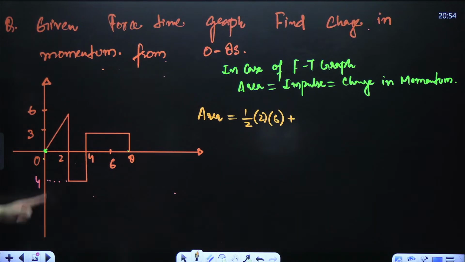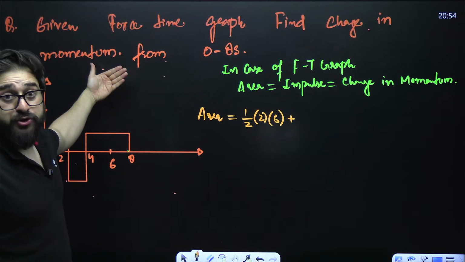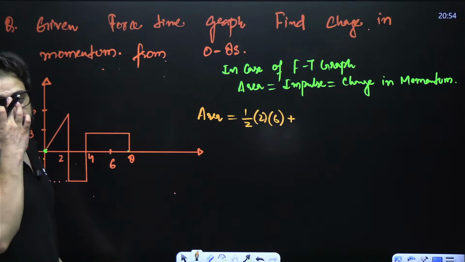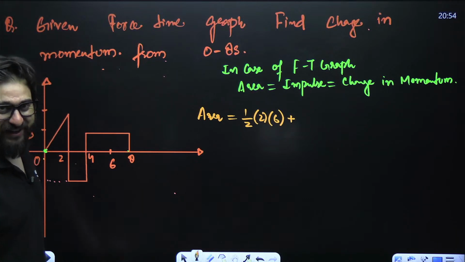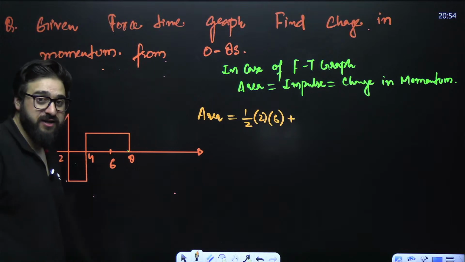Guys, if the area is from the negative side, we take this area as negative. From the upper side, we take area as positive. From the lower side, we take area as negative. Hello, Ibrahim. Okay. One of my good students out there.